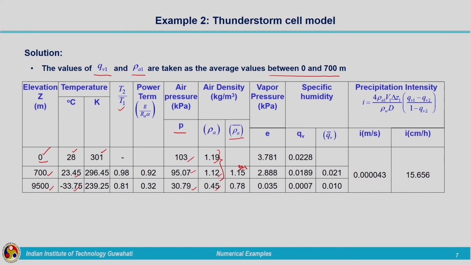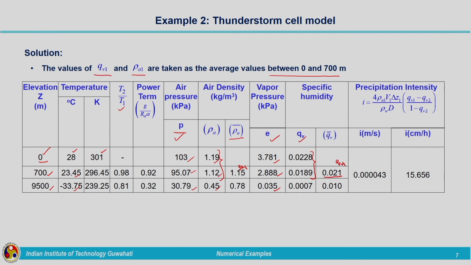Now, vapor pressure can be calculated by the empirical formula, at ground level, 700 meters, and 9500 meters, giving these values. Specific humidity is calculated as 0.622 E by P. E is known to us, P is known to us, so specific humidity can be calculated. In the same way as for rho A1, we do it for QV1 also, averaging the values at the ground surface and at an elevation of 700 meters.